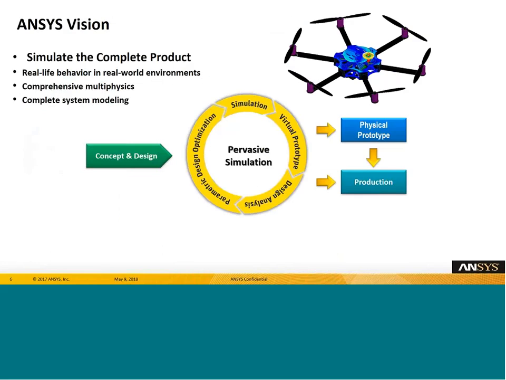Now, the ANSYS vision is to provide full simulation for a complete product. So today we'll be focusing quite a bit on electromagnetics, but of course we're ANSYS and we want to deliver full multi-physics simulation. So we want to enable people to do complete system modeling, and these 3D components are really a key part of delivering this vision.